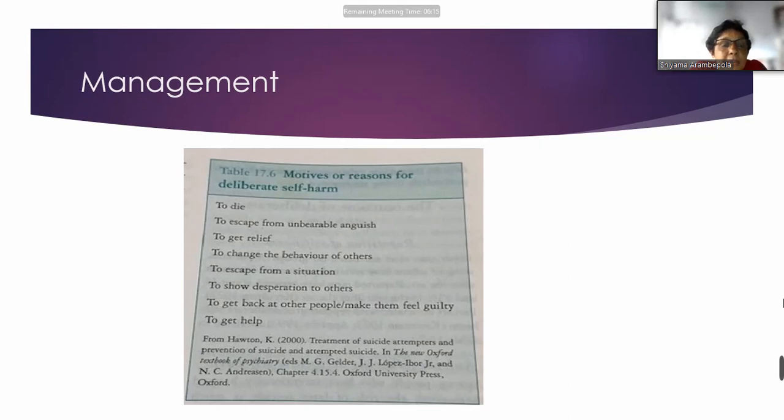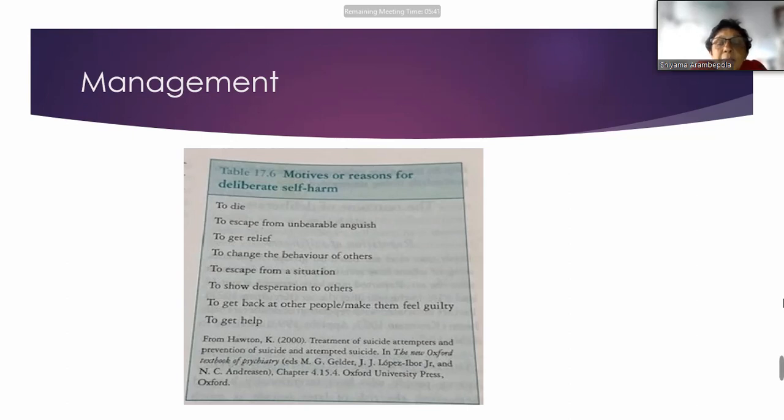So that type of thing can happen: people change the behavior of others to escape from a situation, right? Sometimes people who have been taken into remand try to attempt suicide so they can be hospitalized and no longer need to be in the remand, which is very difficult, right? To show desperation to others. Sometimes, unless you behave like this, people will not understand the situation that you are going through, right?